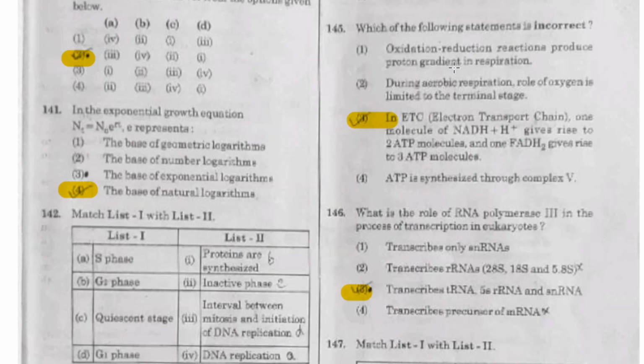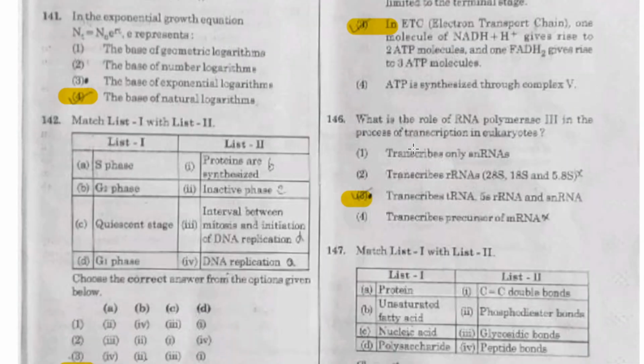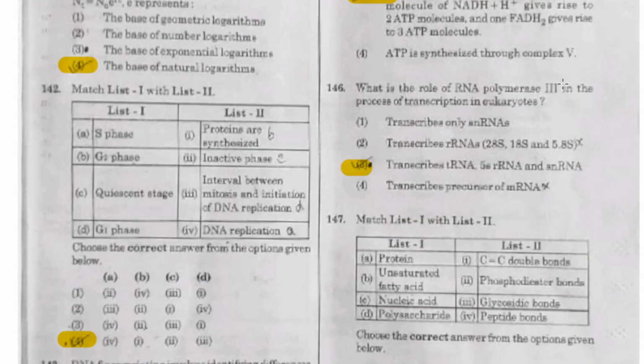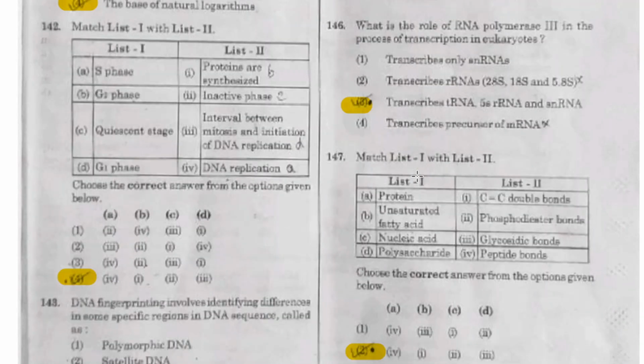Oxidation reduction reactions produce a proton gradient in respiration, so that is chemiosmosis. So here in electron transport, one molecule of NADH2 yields 3 ATP. Here it is given as the wrong choice. And what is the role of RNA polymerase 3? This is also a direct question given in the book.